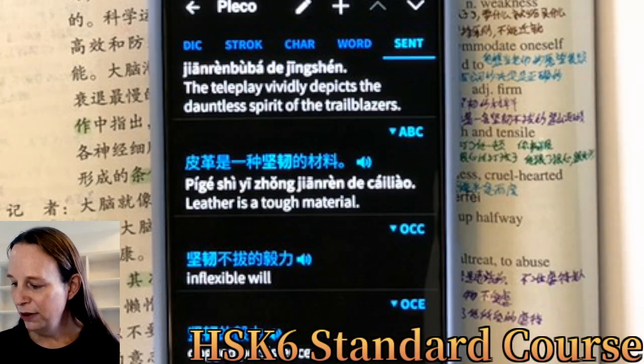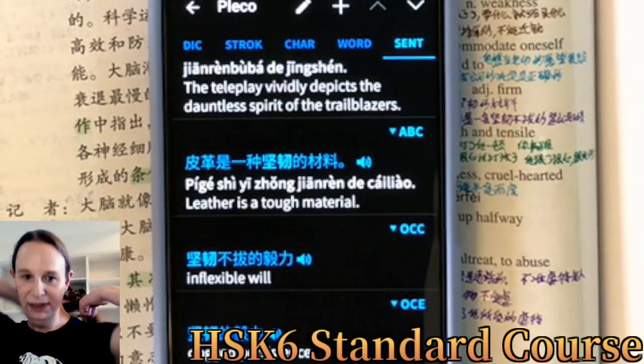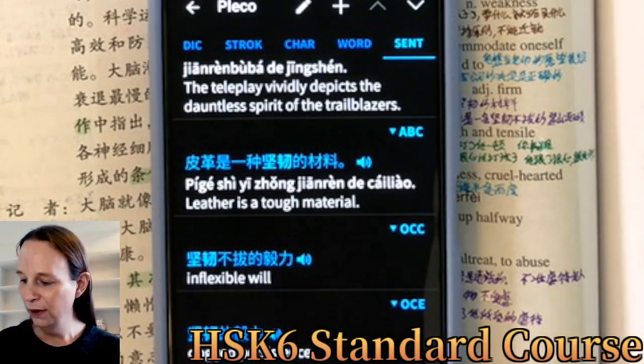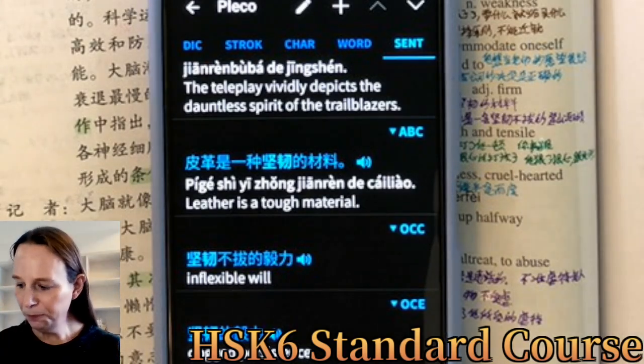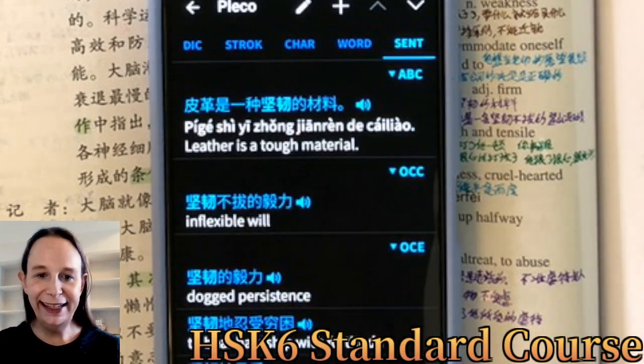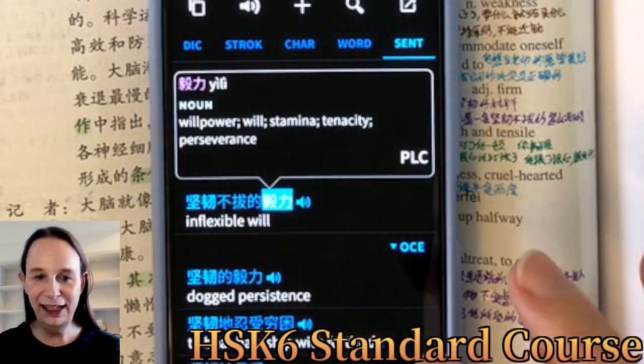皮革是一种坚韧的材料. Yeah, 皮革 is leather. 皮革包, 皮革鞋子, or just 皮鞋. 坚韧不拔的毅力. 毅力 is another word for willpower. 毅力, I don't know the difference. 意志, 毅力.